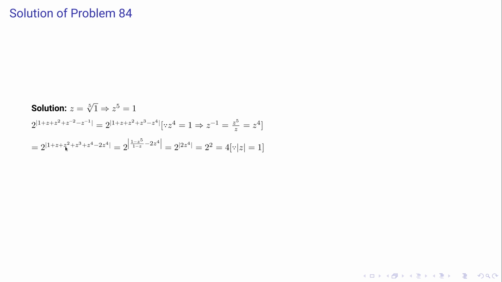So once we have this, it is a geometric progression 1 to z to the power 4, whose sum would be equal to 1 minus z to the power 5 by 1 minus z. Now z to the power 5 is 1, so this term will become 0. So this whole thing is 2 to the power minus 2z^4, that is 2 to the power square, because mod of z would be 1. So mod of z^4 will also be 1. So the end result is 4.